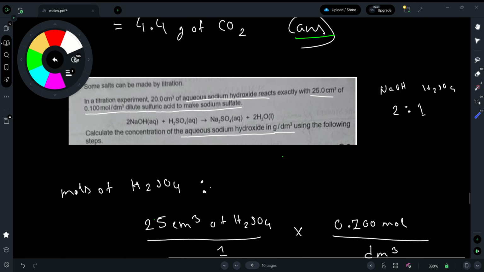Now we have to find out the volume of CO2 in centimeter cube. They asked us for centimeter cube in particular. So for our formula, you'll notice we have room temperature and pressure. So at room temperature and pressure, let's first write 0.005 moles of CO2.